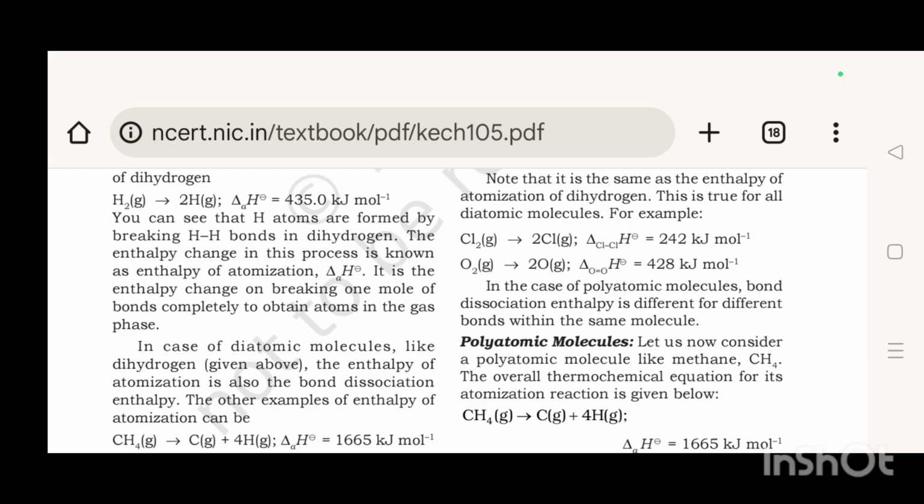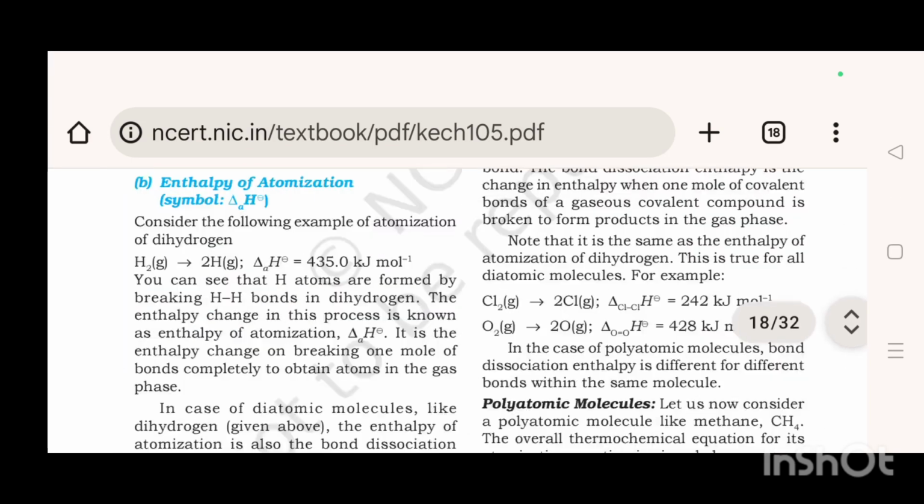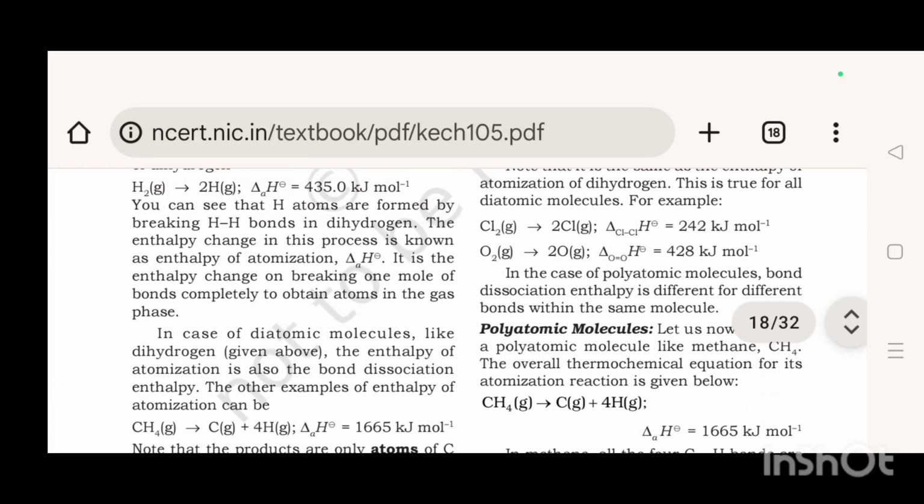For example, Cl2 gives 2Cl, and for that the bond enthalpy is 242 kilojoule mole inverse, and similarly for oxygen it is 428 kilojoule mole inverse. In the case of a polyatomic molecule, bond dissociation enthalpy is different for different bonds within the same molecule.